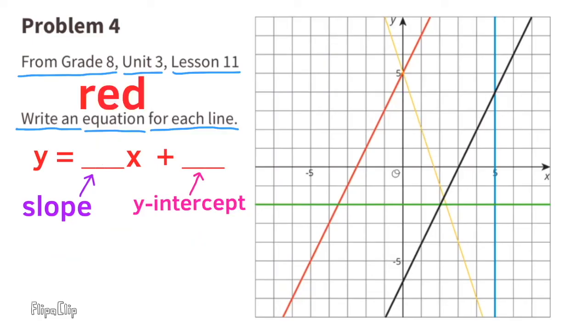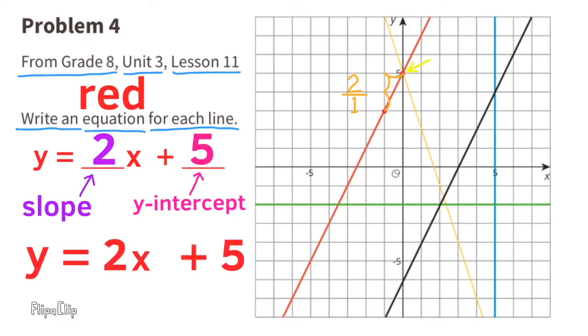Now let's take a look at the red line. The red line has a slope of up 2, so that's a +2, and to the right 1, that's a +1. So that's a slope of 2. And the y-intercept of the red line is located at 5. Now the equation reads y equals 2x plus 5.